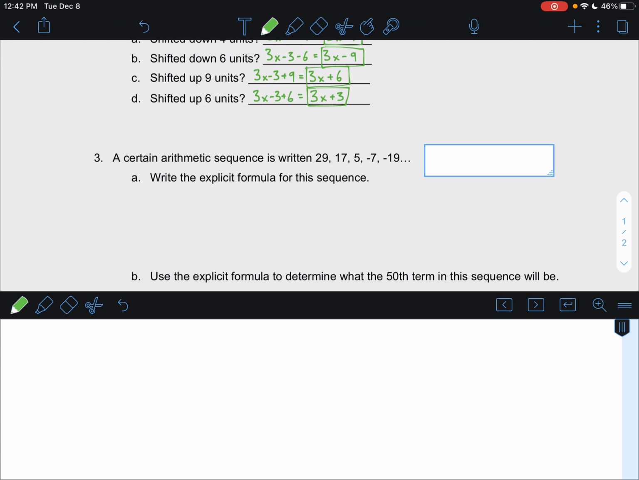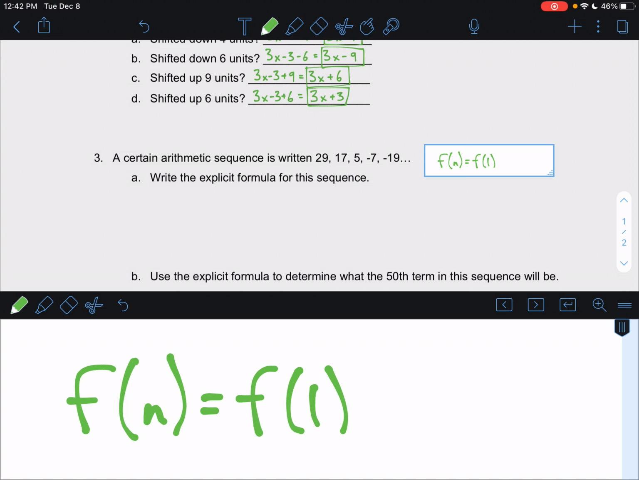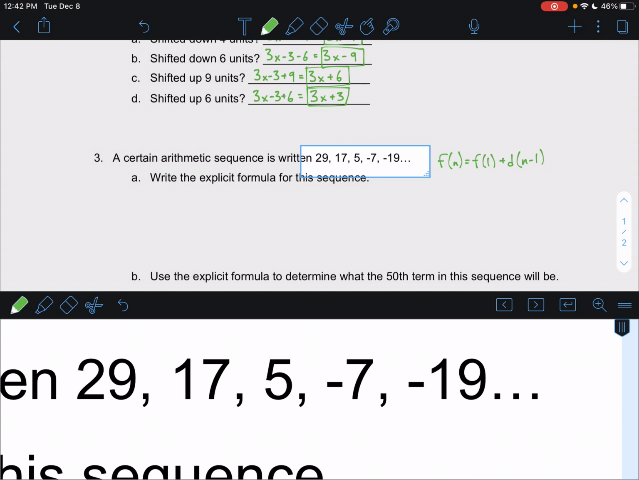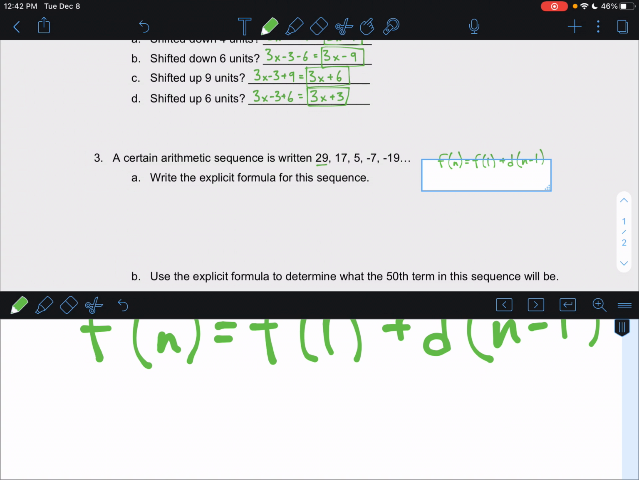Remember, the explicit formula is going to be f of n equals f of 1 plus d times n minus 1. I need to figure out what f of 1 is, I need to figure out what d is. So f of 1 is always going to be the first term of the sequence. So the first term of the sequence is 29. So f of 1 here is going to be 29. So we're going to have f of n equals 29.